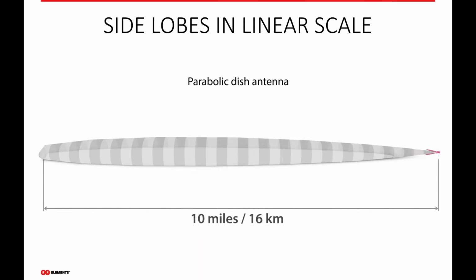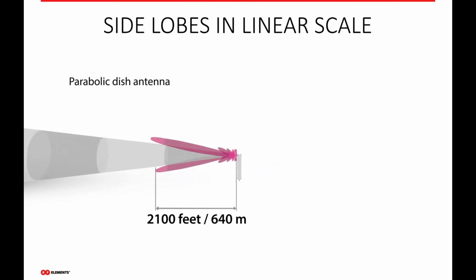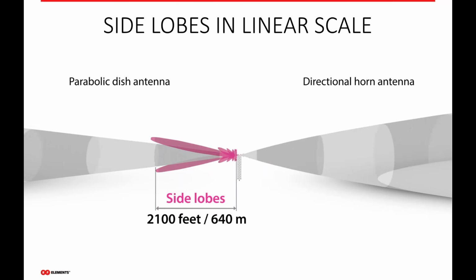So just to drive it a little bit further, let's look at the linear scale of a parabolic dish antenna. This is a 10-mile link, and you can see the main lobe. If we look back here, this is actually the intensity and how far those side lobes go. So it's really not that small, right?